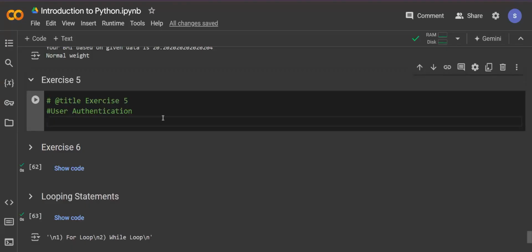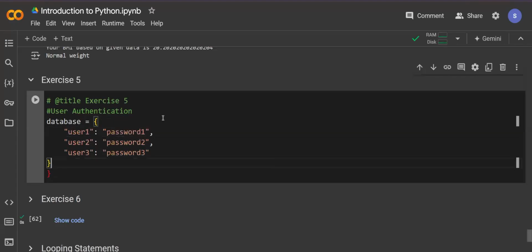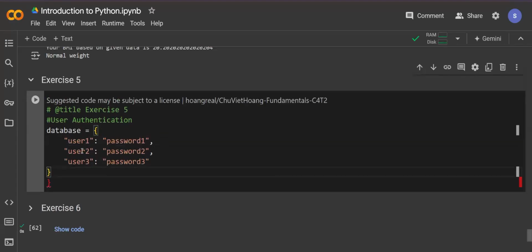Let's understand how to do this. First of all, I'll be using a particular data type for this, and this data type is a dictionary. Now, I'll show you how this dictionary data type is very important in such scenarios. So I'll write database is equal to, and we're writing flower brackets, obviously. Let us write user1 is equal to password1, user2 is equal to password2, user3 is equal to password3. But okay, let me change this. Let me write 1, 2, 3, 4, 5, 6. And here, let me write 1, 2, 3 at ABC.